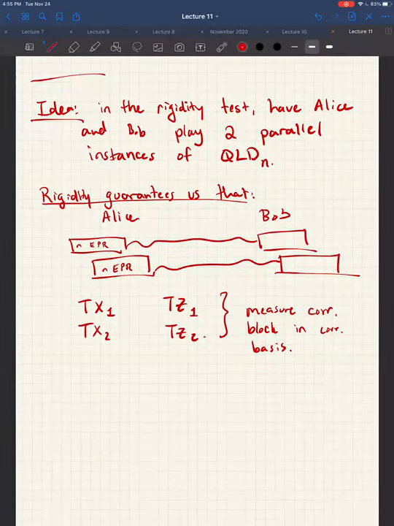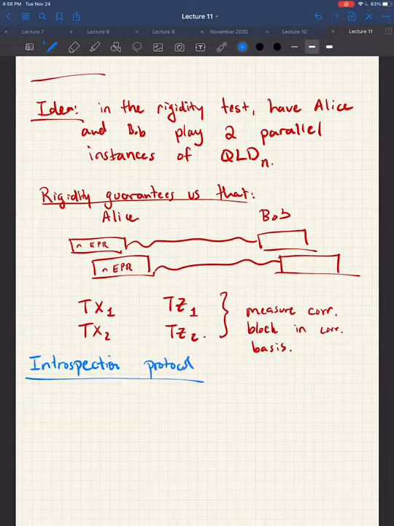Okay, so this is what we get from running 2 instances of QLD. And now we're going to start putting this together into what we call the introspection protocol, right? The reason we call it the introspection protocol is because instead of asking the players directly, here are questions X and Y, why don't you ask yourself your own questions and then answer them yourselves, right? You're doing some introspection. Okay, so this will be the introspection protocol.